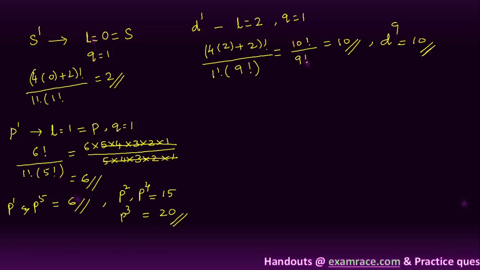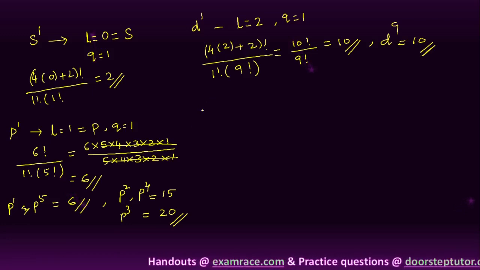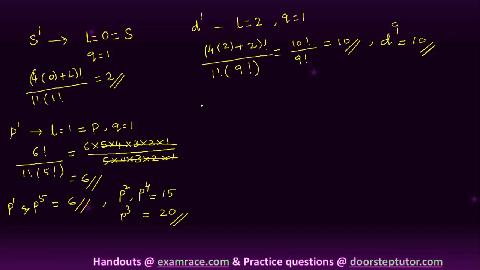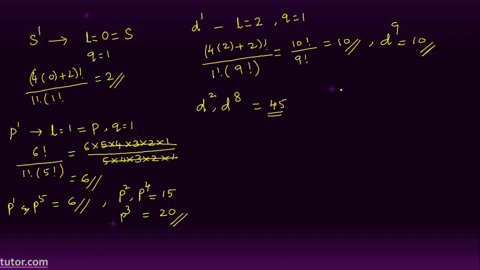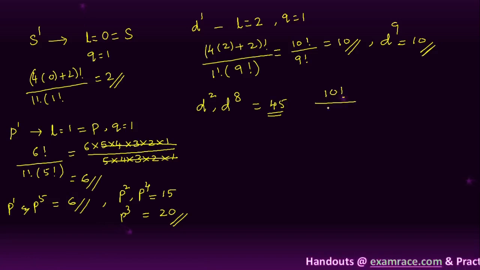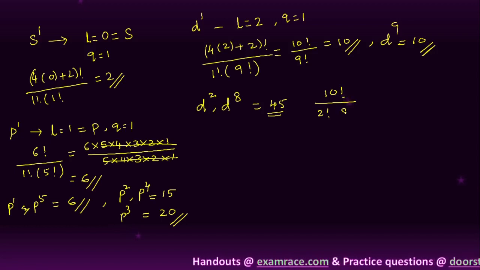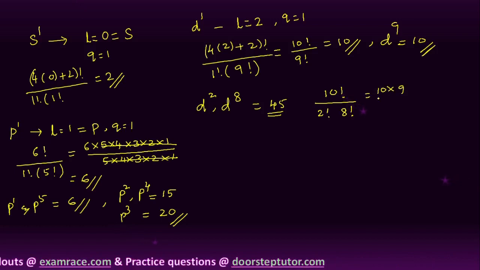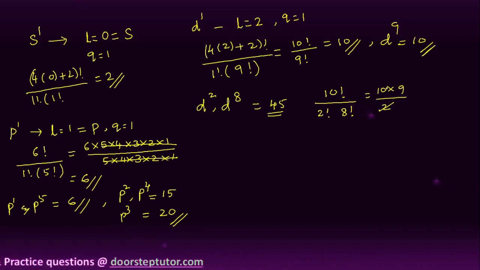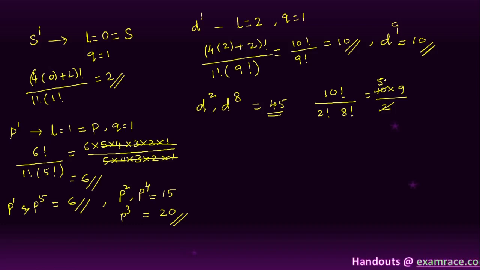Next we will move to the D2 configuration, students. Generally the D2 and D8 configurations will give the same number of microstates, that is 45. Just use the formula: 10 factorial divided by 2 factorial into 8 factorial. After simplification it becomes 10 into 9 divided by 2. So 2 fives are 10, 5 nines are 45, therefore it gives 45 microstates. So D2 and D8 give the same number of microstates.